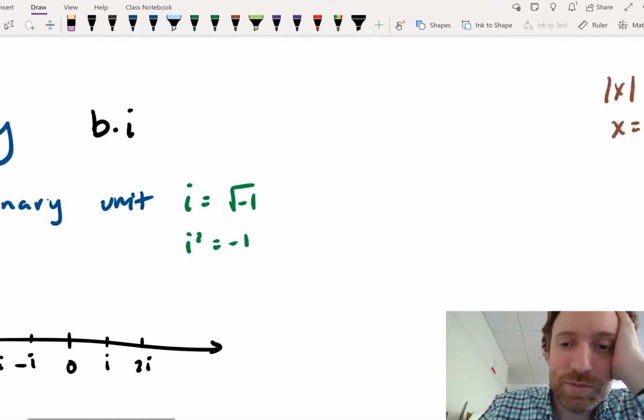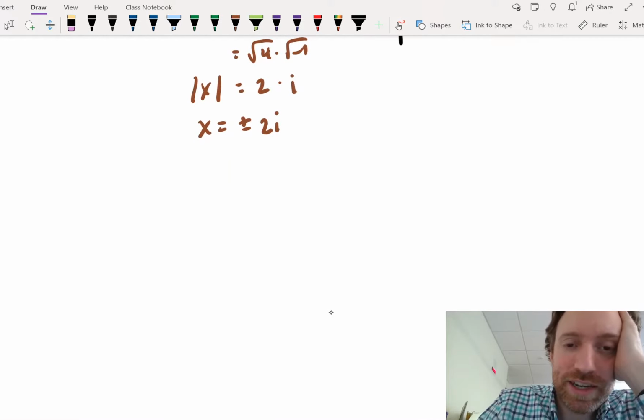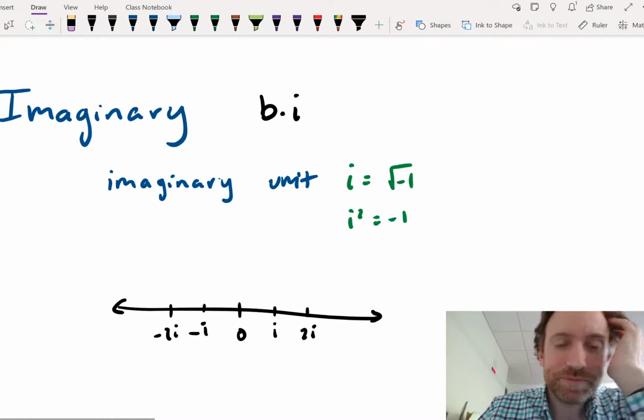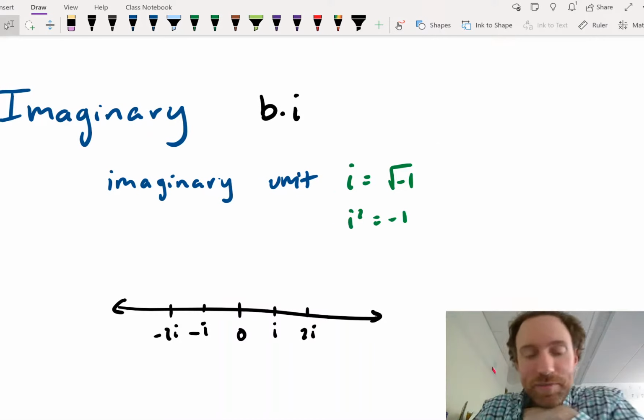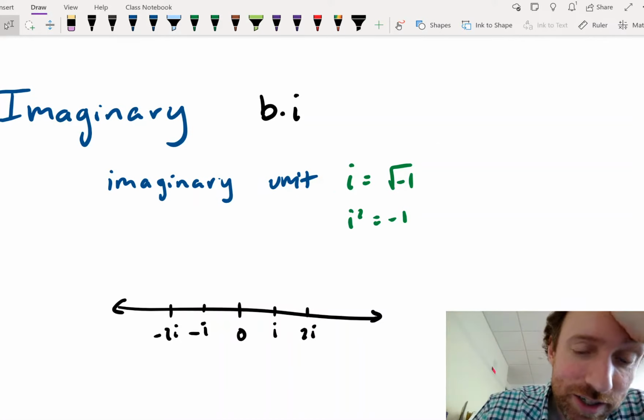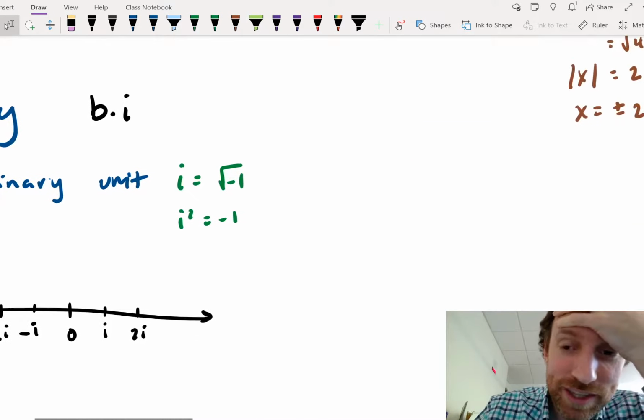Like so. For example, I wrote this as 2 times i, therefore it fits my definition of being an imaginary number. All right, so we have real numbers and imaginary numbers, but there are also numbers that are neither real nor imaginary. You can probably guess from the title of this lesson what they are.